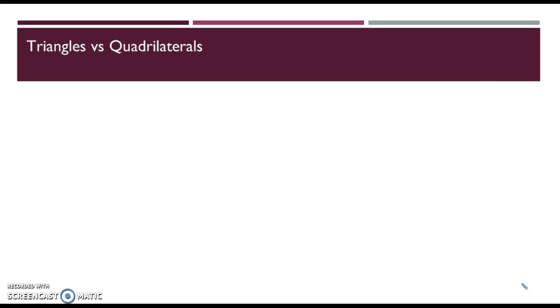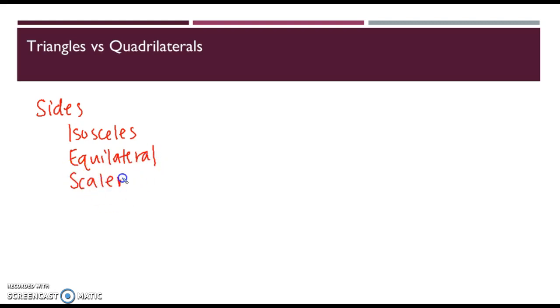And lastly, we looked at triangles versus quadrilaterals. For triangles, we classify them 2 ways. One by sides, where we have an isosceles, where 2 sides are congruent, an equilateral, where all 3 sides are congruent, and a scalene, where no sides are congruent. Whenever we're classifying our triangle by sides, you have to use your distance formula. That way we can figure out the length of our three sides of the triangle to see if one or two or none of the sides are congruent.